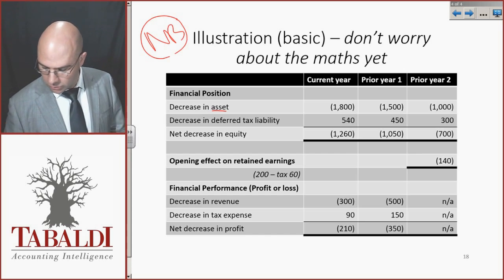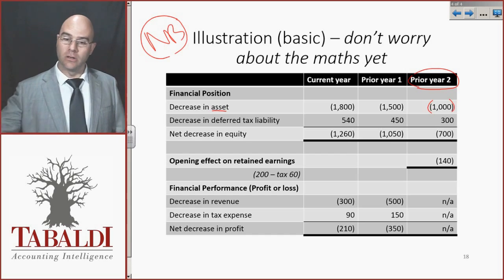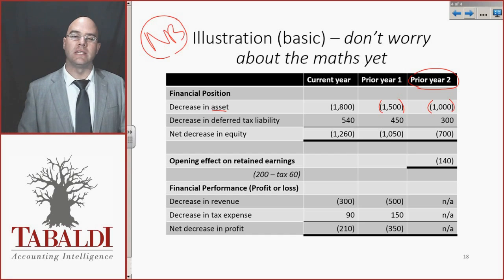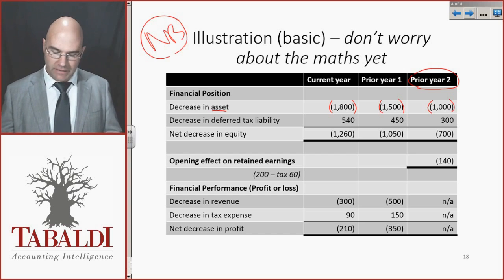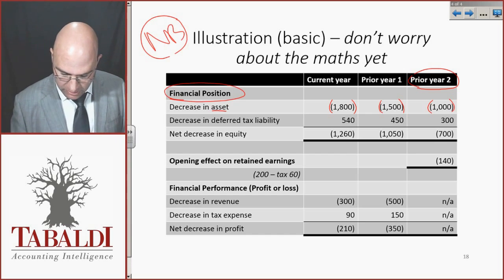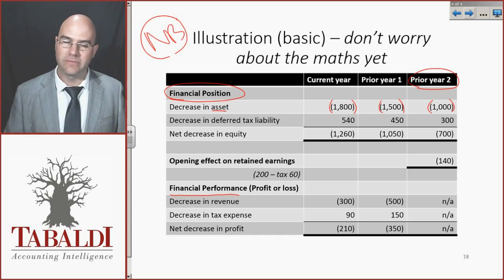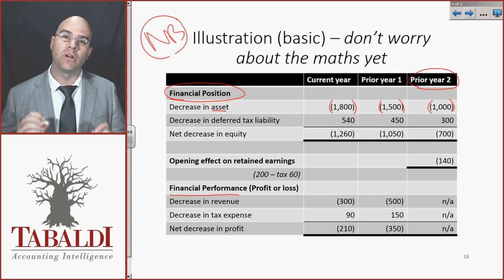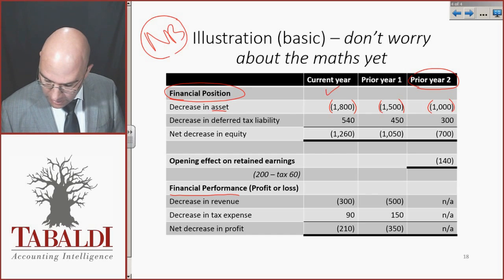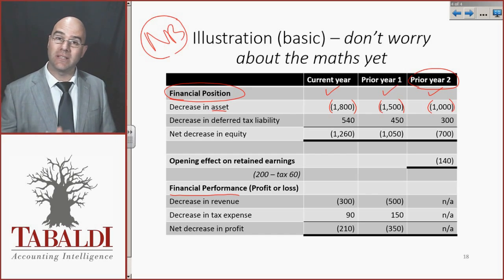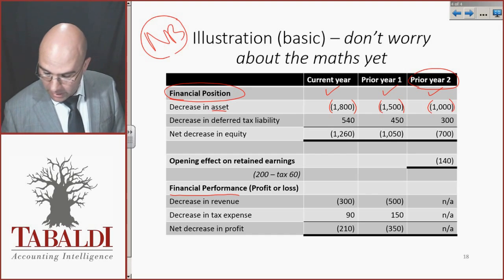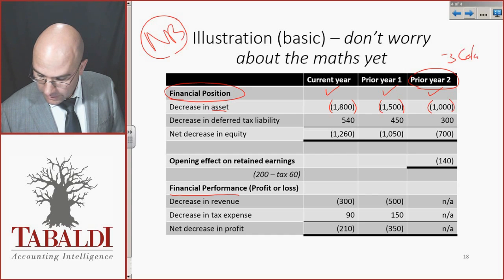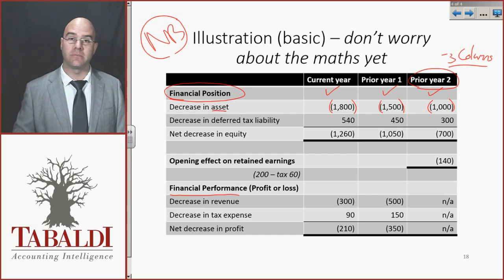Let's say in prior year 2, there was a 1,000 decrease in the closing balance. Last year, there was a 1,500 decrease in the closing balance. And the current year, 1,800 decrease. Now, see what I've done here. In the statement of financial position, I've split up from the statement of financial performance. For a change in accounting policy, I must do current year, last year, and a second prior year. So in effect, I'll end up with 3 columns in my statements of financial position, please. NB, 3 columns. And I must do that for the face of the statement of financial position too.